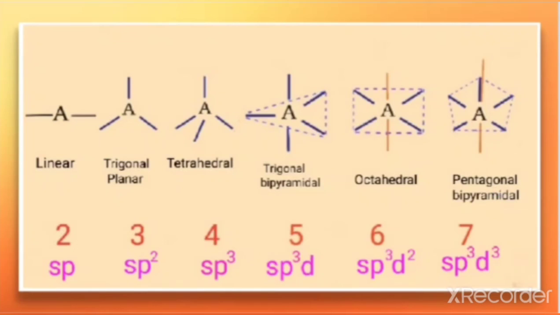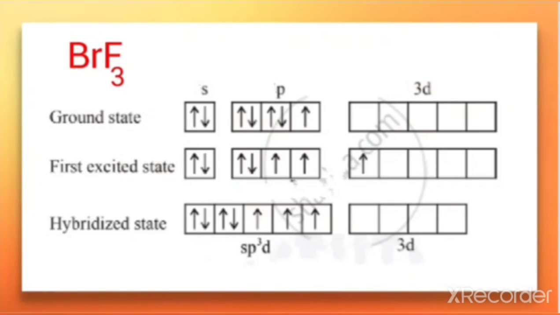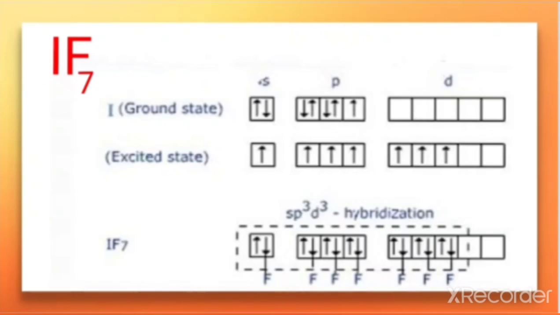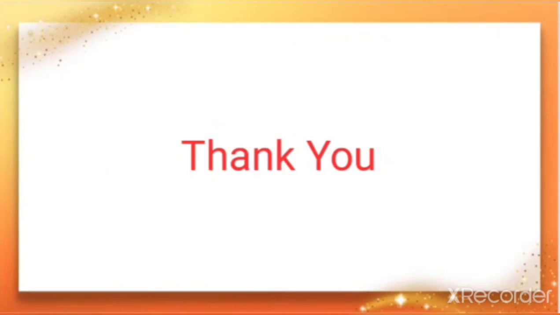When you learn this chart, it is easy to make the geometry shape and even predict the hybridization on the basis of this. So make use of this chart for the hybridization and structure. So this is the hybridization for BrF3, that is sp3d, for BrF5 sp3d2, for IF7 sp3d3. So this is all we have discussed here, the structure and hybridization of interhalogen compounds. This is all about this video. Have a nice day.